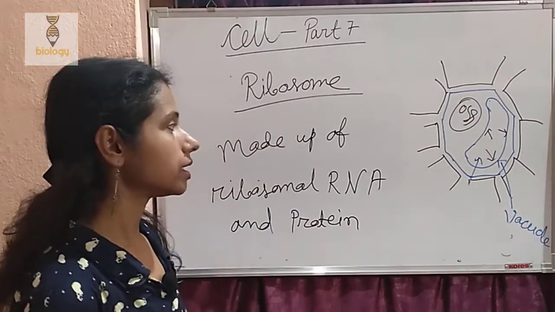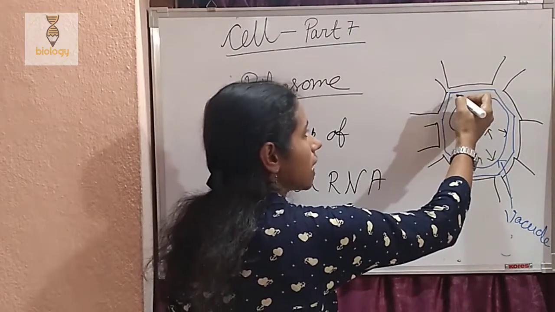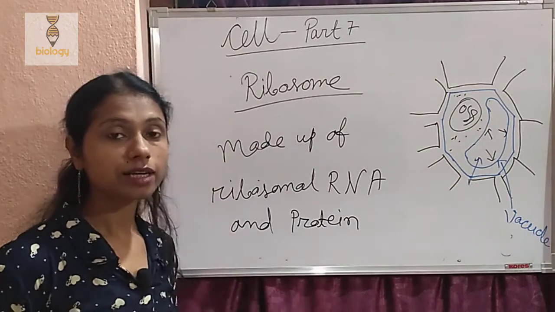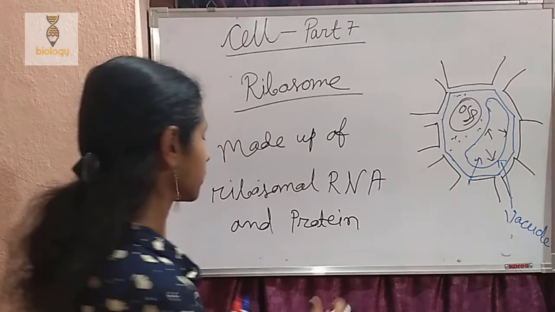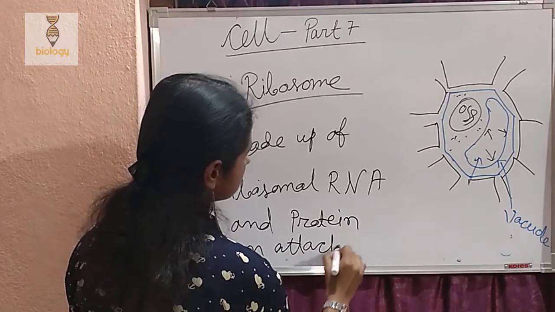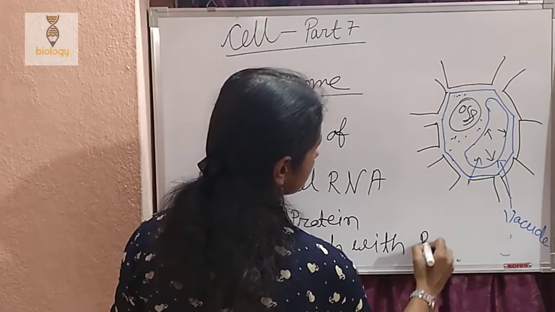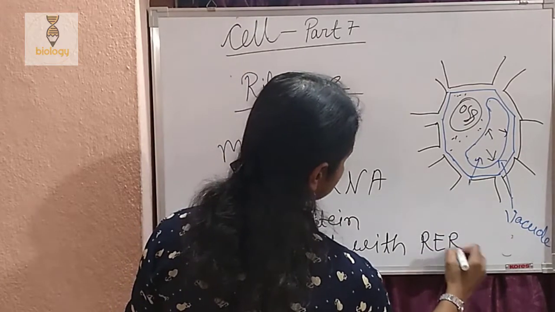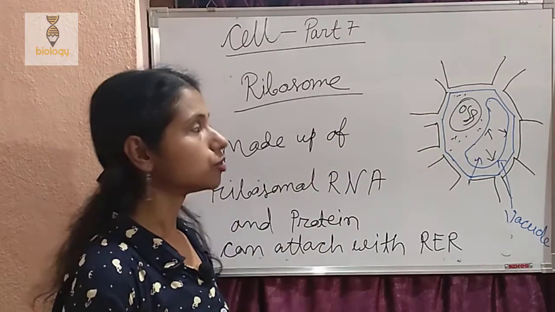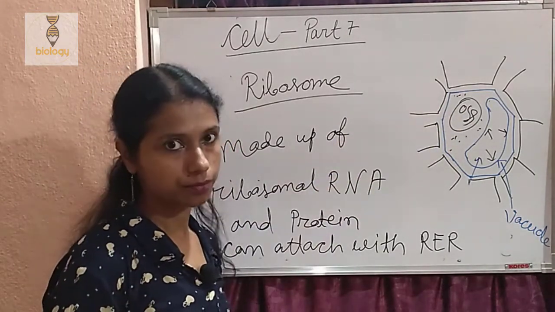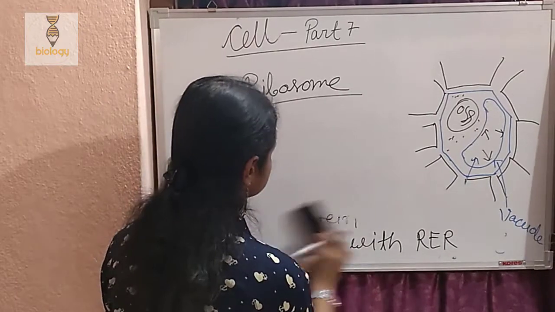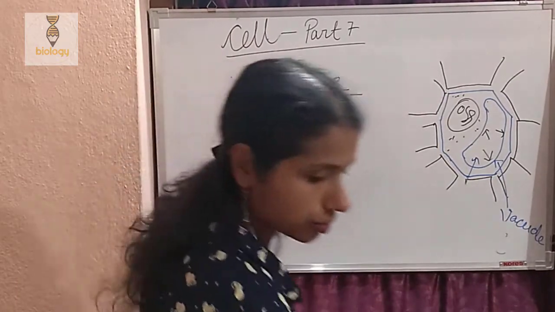And one important thing is that in the cell, ribosomes can be present in a scattered position. Okay, but earlier we have learned that it can also attach with what? Rough endoplasmic reticulum, or it can be found freely scattered in the cell. Okay, there are two components present in the ribosome.